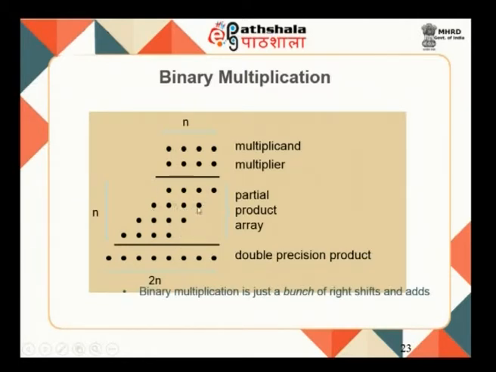Every partial product is either going to be the multiplicand as such, shifted appropriately, or it is going to be zeros if the multiplier bit is 0. Once the partial products have been formed, you just have to add all the partial products, and you will get the final product. And always remember that when you multiply two n bit numbers, you are going to get a 2n length product.